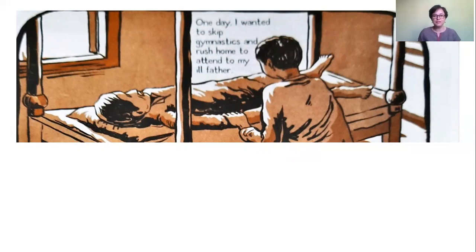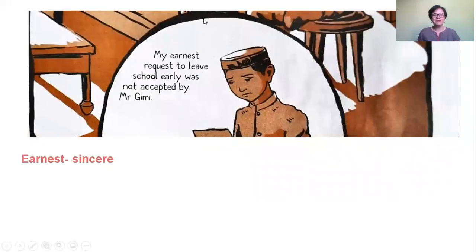What do you think the headmaster is going to do? Will he be happy about it? Or will he think that this is just another excuse? My earnest request to leave school early was not accepted by Mr. Gimme. Just like any other teacher, Mr. Gimme also thought that Gandhi was just making another excuse. He wanted to escape gymnastics, so he was making excuses. So he did not allow him to leave.